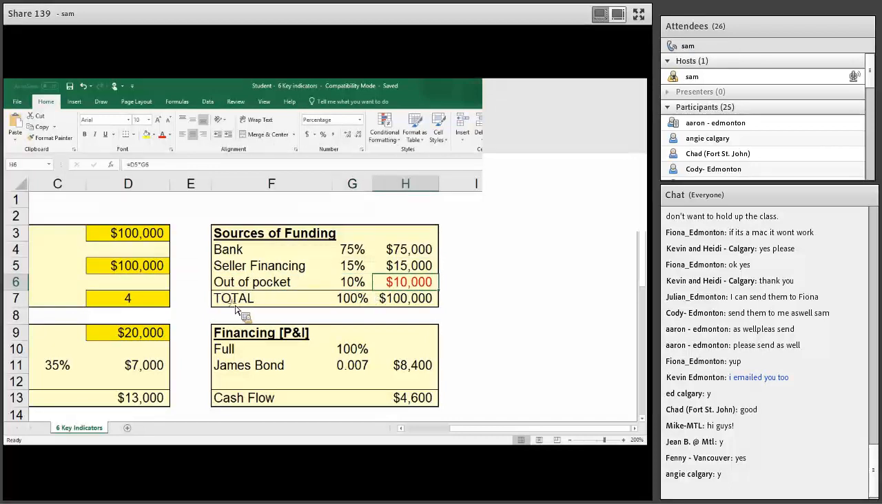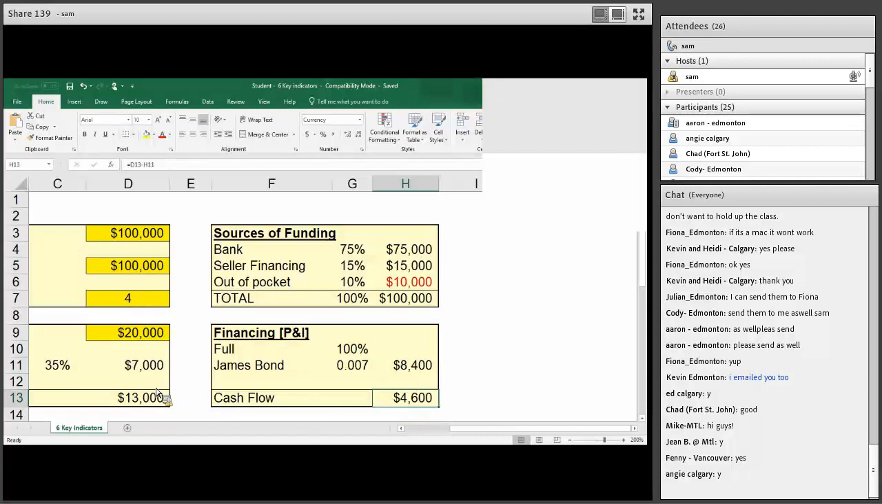Okay, that's going to give us $10,000. The total is going to be obviously $100,000, 100% of the financing covered. Now, what this is, we call it James Bond, but it's a really quick way to calculate estimated cost of carrying those loans. It's telling us $8,400 is what it's going to cost to carry those loans. So the cash flow is taking this number here, the $13,000 minus the $8,400, which is the carrying cost. It's telling us the cash flow will be $4,600.